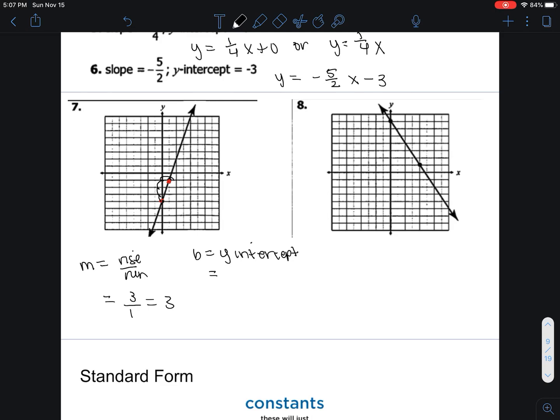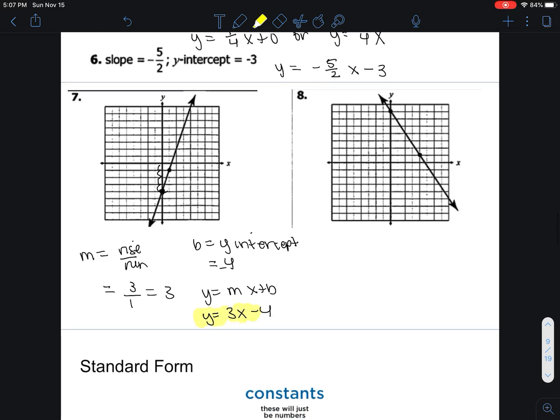Our b is our y-intercept, so where it crosses the y-axis. And in this case, it crosses right here, which is at -1, 2, 3, 4. Our b is -4. Now we can write it in our slope-intercept form, which is y equals mx plus b. Y is equal to 3x minus 4. So this right here is the slope-intercept form of this line. It tells you your slope, which is m, and our b, which is our -4.